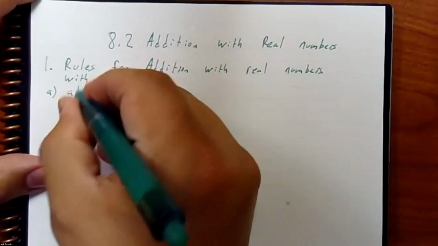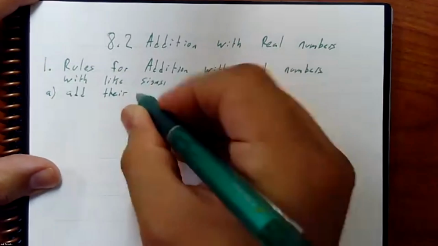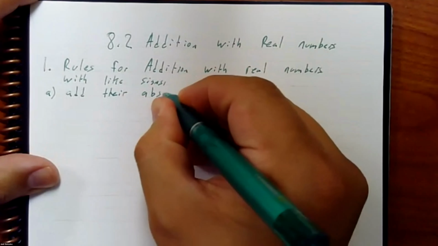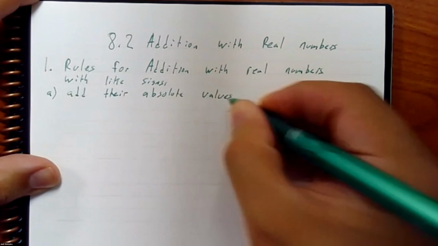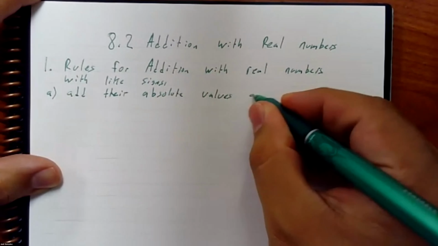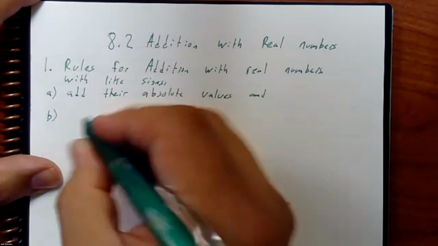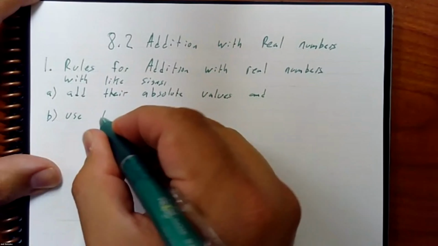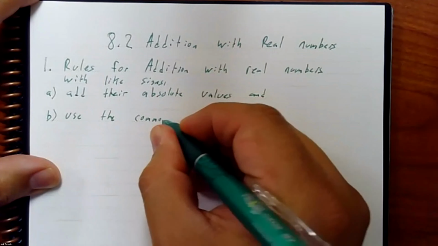So add their absolute values, and use the common sign, the one they have in common.